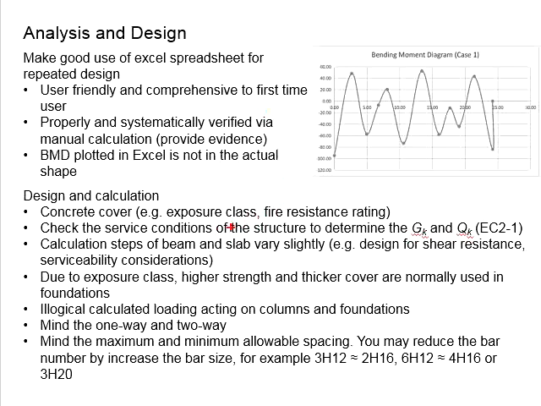You will need to also check the surface conditions of the structures in order for you to determine the Gk and Qk. You will need to refer to EC2 Part 1. Based on the function of the building, you will be able to determine the Qk, which is the variable actions. As for the Gk, you will need to look into the descriptions given in the architectural drawing.